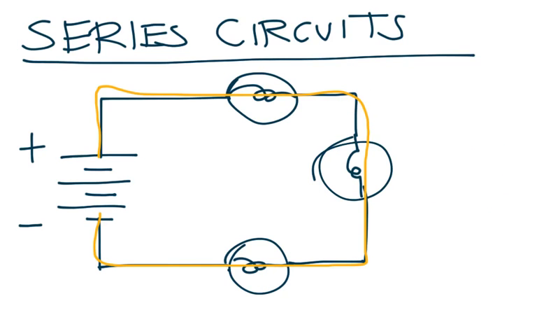There we go. We're back to our series circuit. Only one path for the current to flow through. Now, what that means is that if there's a break in the circuit, say you had a switch and you opened that switch, then the current just stops.